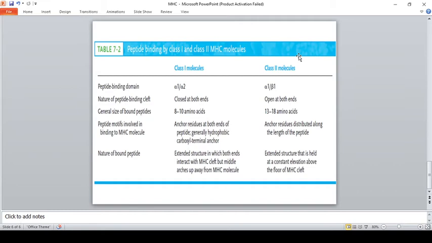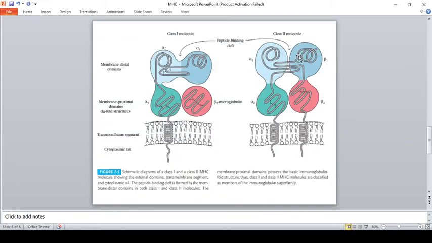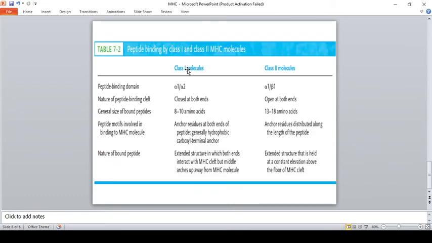Next, the peptide motifs involved in MHC molecule binding. Among the different types of motifs, which peptide motif is involved in MHC binding? In class 1, anchor residues at both ends of the peptide will bind, and these anchor residues are generally hydrophobic or carboxy-terminal anchor residues. In class 2, the anchor residues are not positioned at both ends; they are distributed along the entire length.